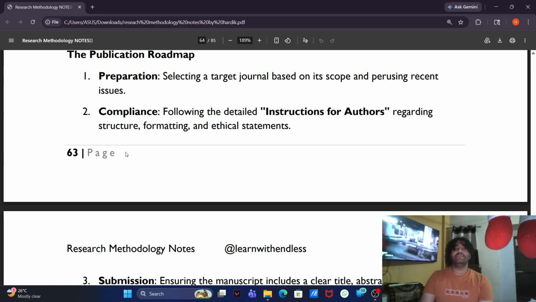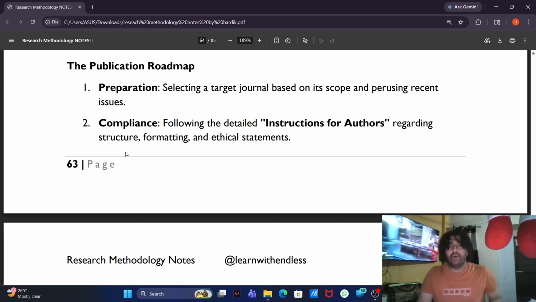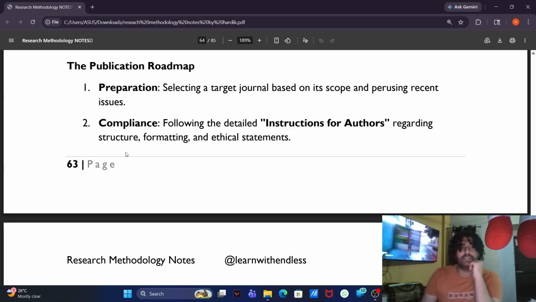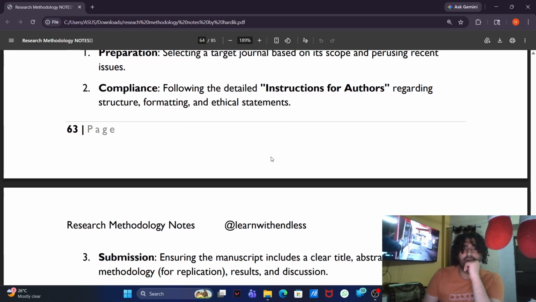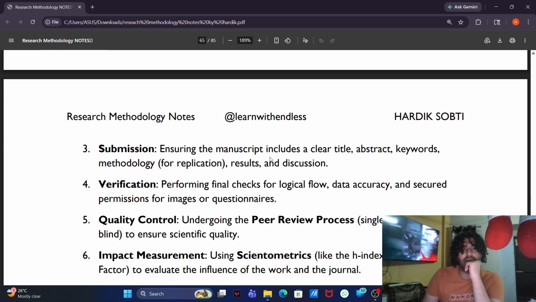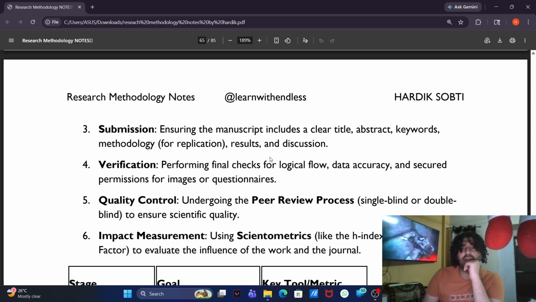Again, preparation, selecting our target journal based on its scope and pursuing recent issues. Compliance, following the detailed instructions for authors regarding structure, formatting, and ethical statements. Submission, ensuring the manuscripts include a clear title, abstract, keywords, methodology for replication, results, and discussion.